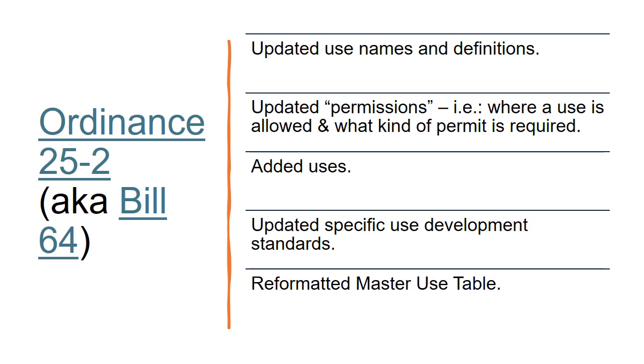Ordinance 25-2, also known as Bill 64, updated use names and definitions, updated permissions where a use is allowed and what kind of permit is required, added uses, updated specific use development standards, and reformatted the master use table. The changes specific to residential districts is our topic today.